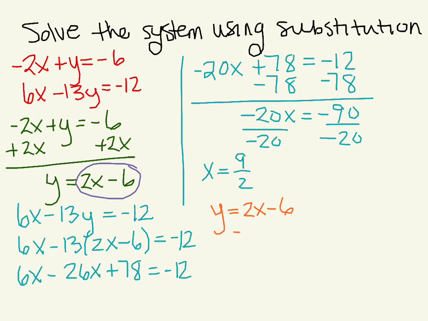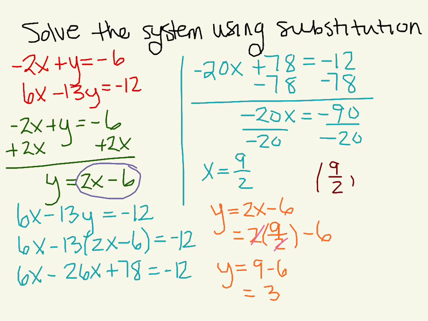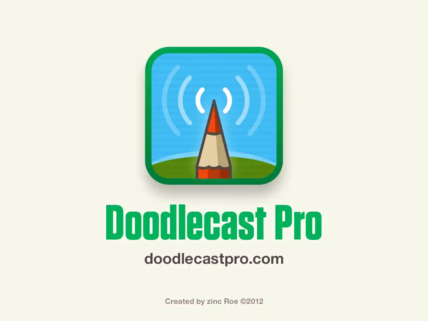So that gives me that y is equal to 2 times 9/2 minus 6. The 2's cancel, leaving me with just y is equal to 9 minus 6, which is 3. So my final solution to this system of linear equations is 9/2, which is x, comma 3, which is y. And I'm done.